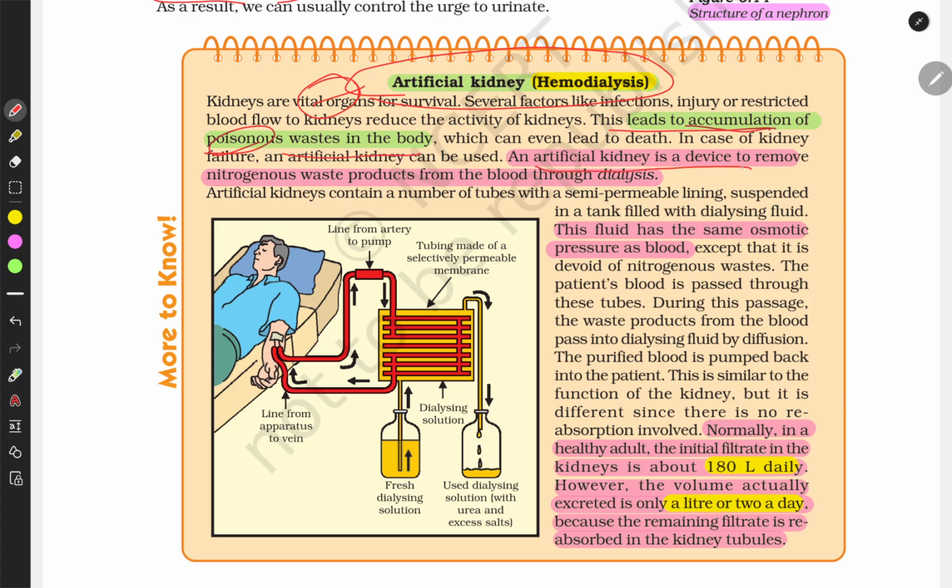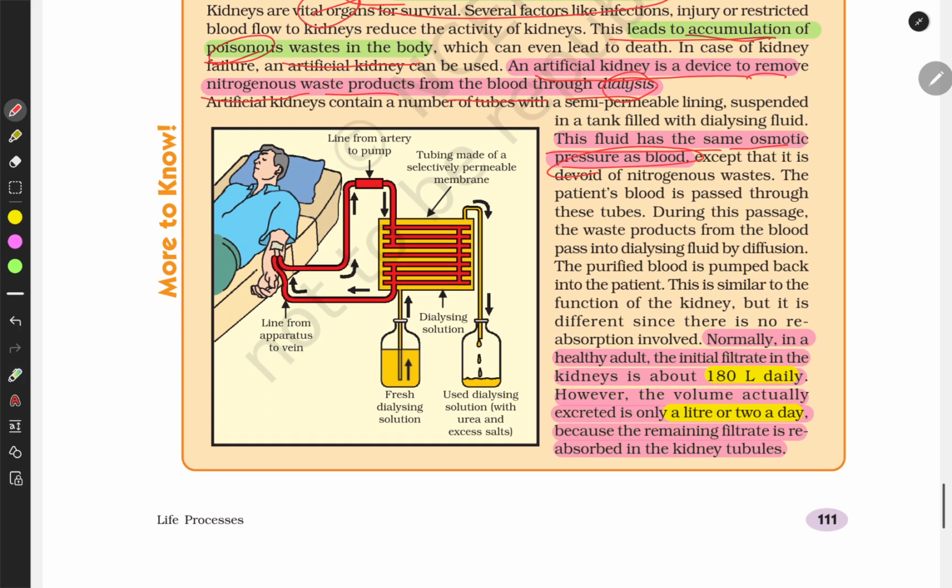An artificial kidney is a device to remove the nitrogenous waste product from the blood through dialysis. This fluid has the same osmotic pressure as blood. So this is the device. Here the blood goes in, all the nitrogenous waste is removed, and then it is re-entered into the blood.